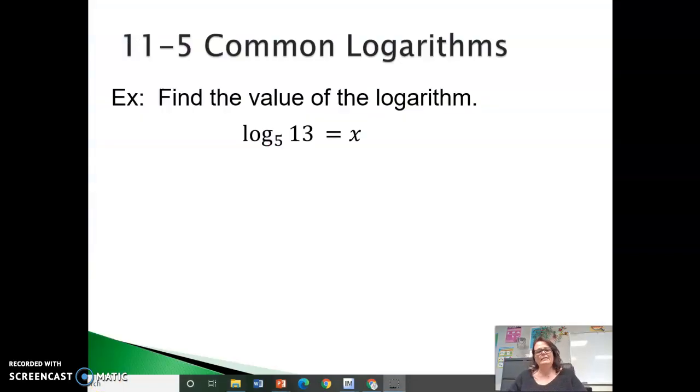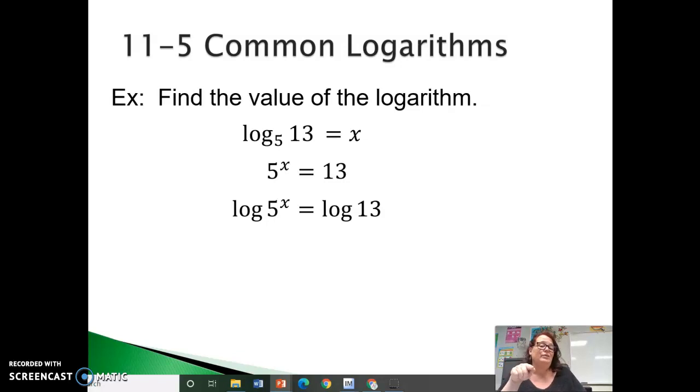All right, so then the next thing we want to do is find the value of this logarithm. So we want to find the value of x, and notice it's no longer the exponent. So to make it the exponent, remember we said logs are exponents. And so I can say what power of 5 gives me 13. So 5 to the x equals 13. And so then if I take the log of both sides, I have log of 5 to the x power is equal to the log of 13.